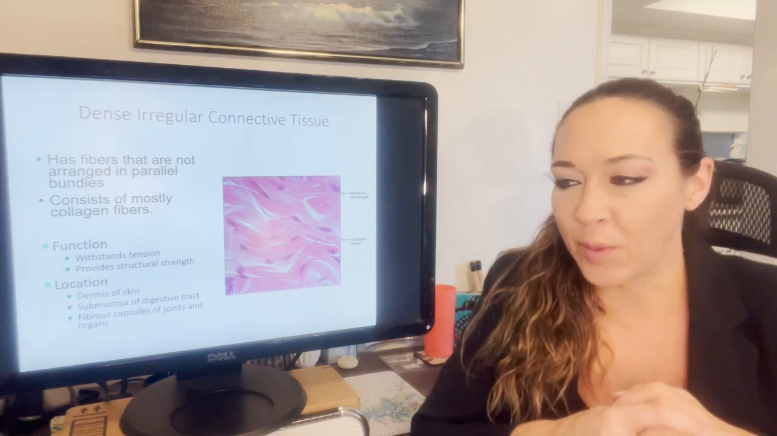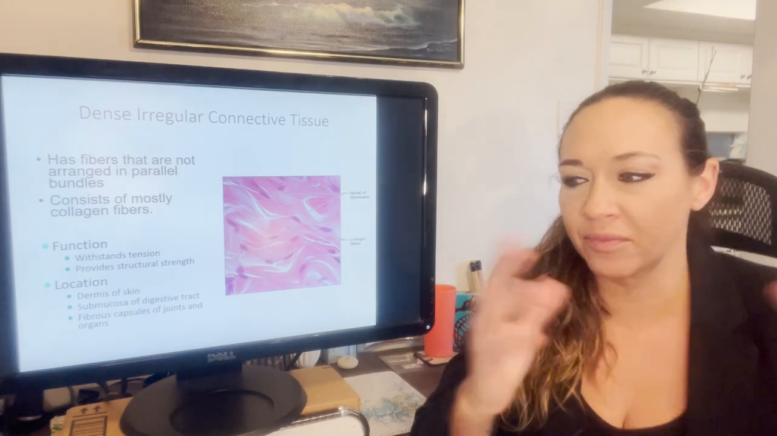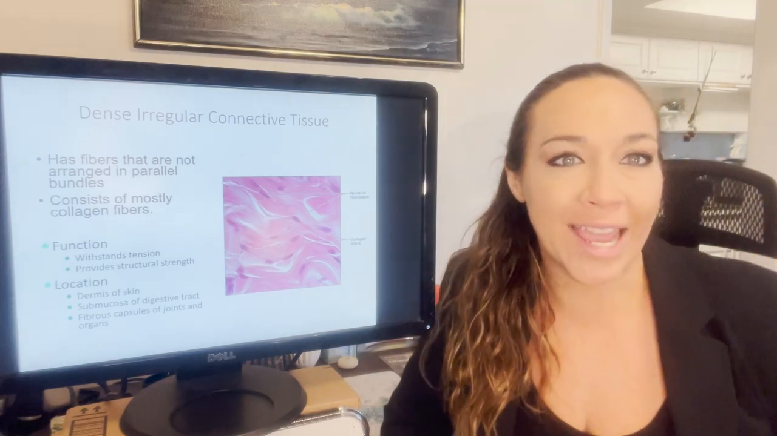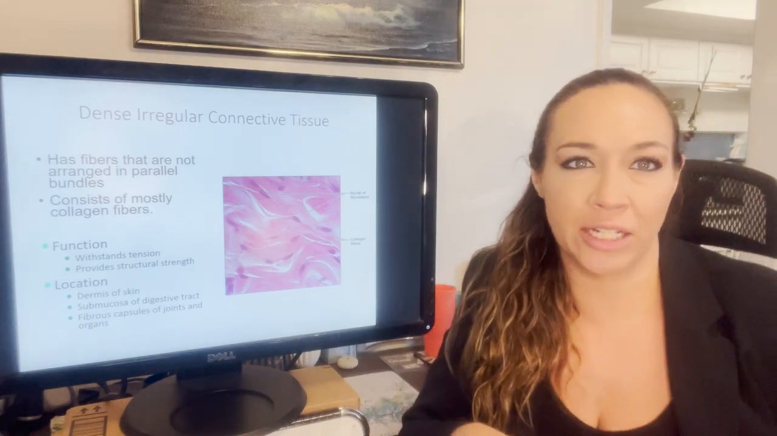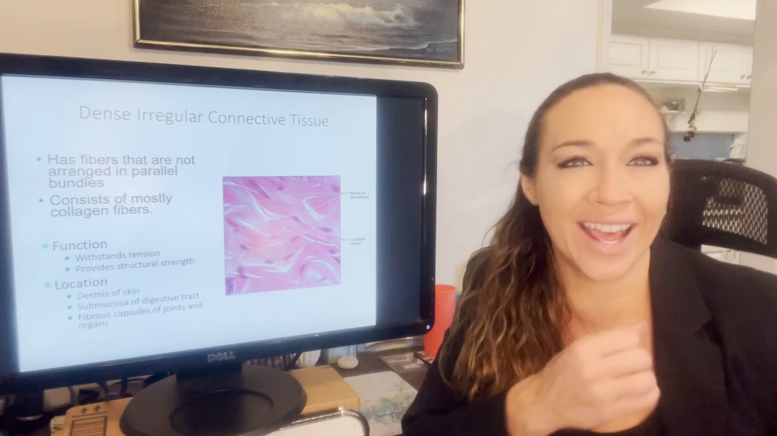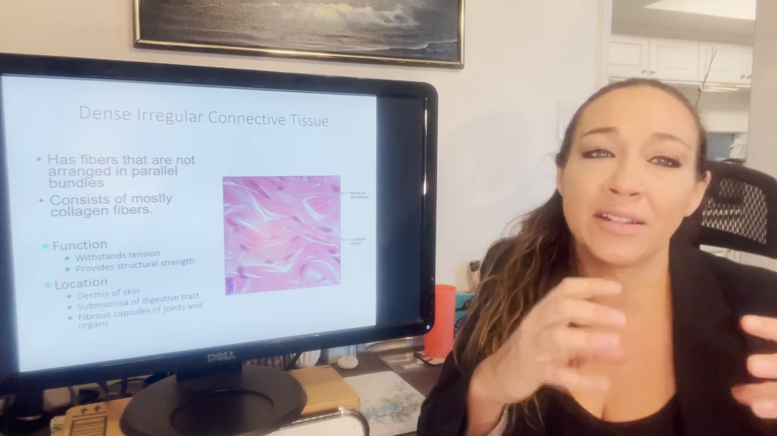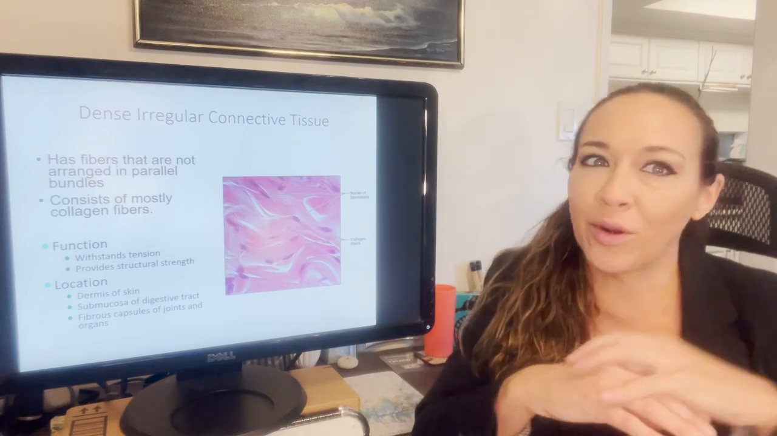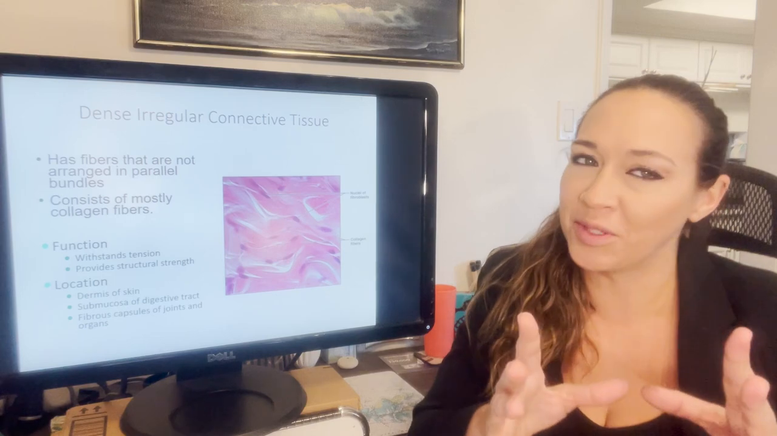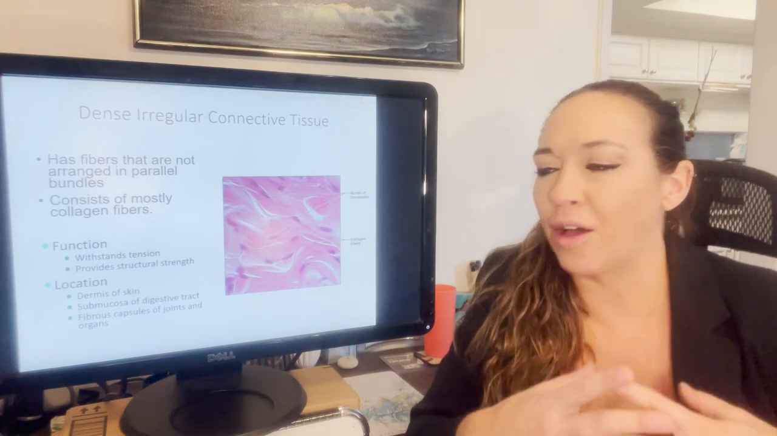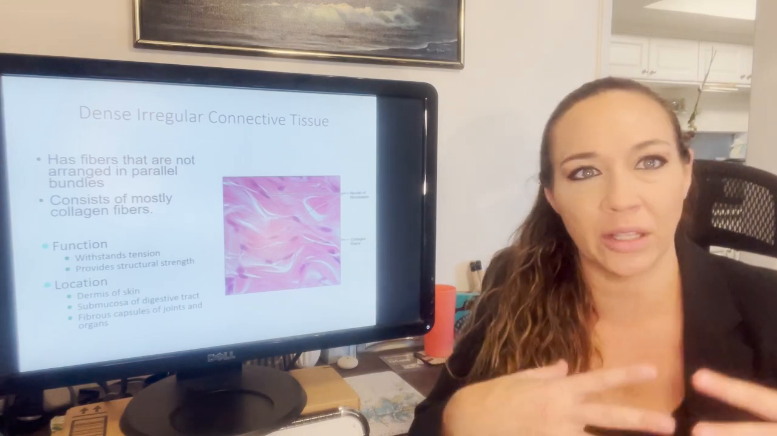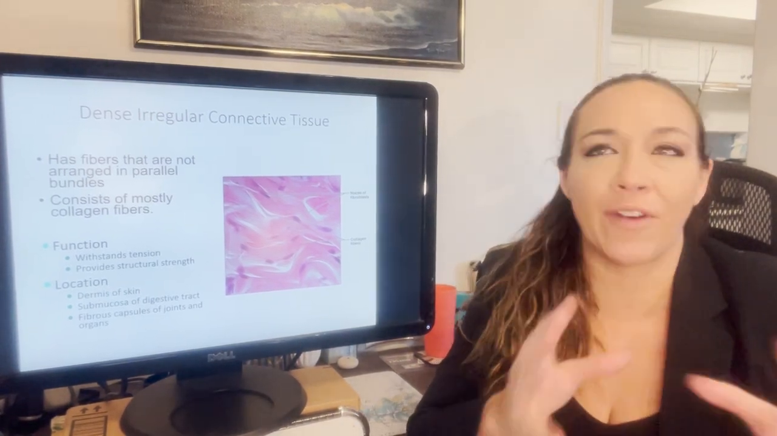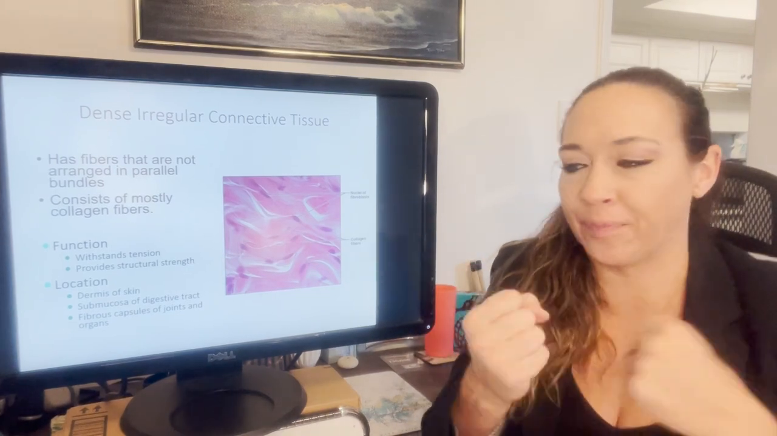It's really great for things like the dermis of the skin, right? We move in all sorts of different ways every single day. Therefore, having this dense irregular connective tissue around the layers of your skin allows that more flexibility, instead of the rigidity you want sometimes where you're protecting organs, right? We don't necessarily want those being super flexible. We want those to stay in place, but things like your skin and other muscles can definitely have a lot more versatility. Also found in the submucosa of the digestive tract and the fibrous capsules of joints and organs.